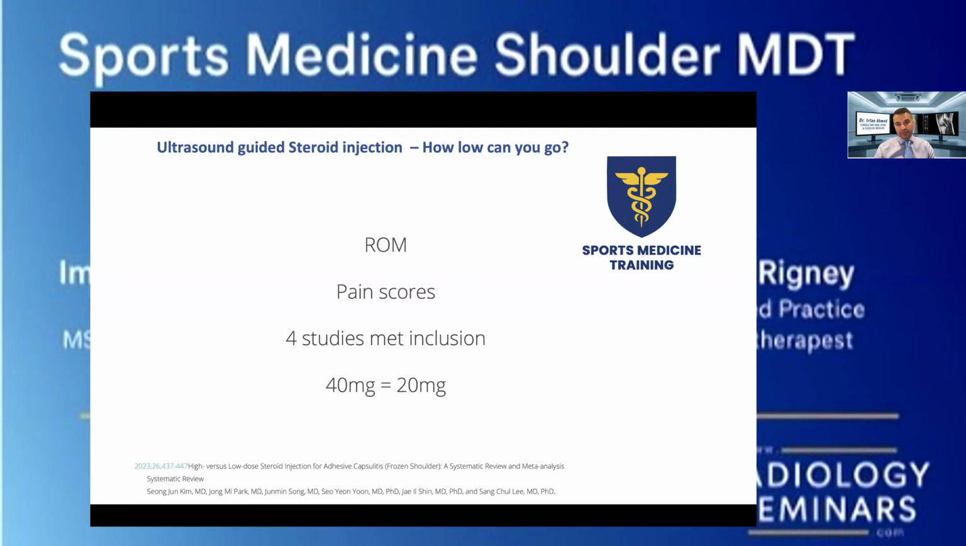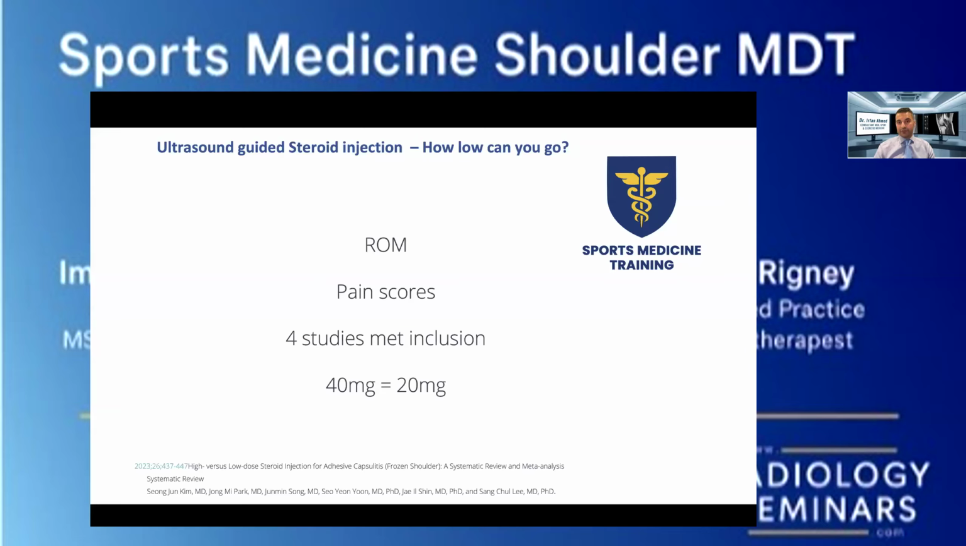This is another study that looked at a systematic review in frozen shoulder dosing. And they found that, when they compared range of motion and pain scores, they found four studies that met the inclusion criteria, and that 40 milligrams provided as much relief or improvement as 20 milligrams, so half a dose of the steroid provided as much benefit as a full vial.